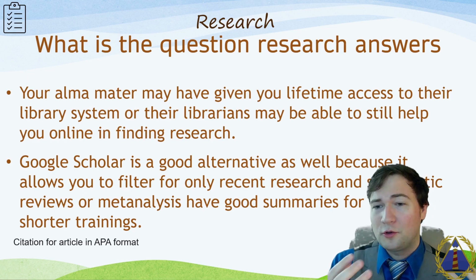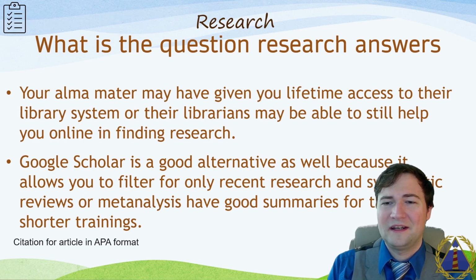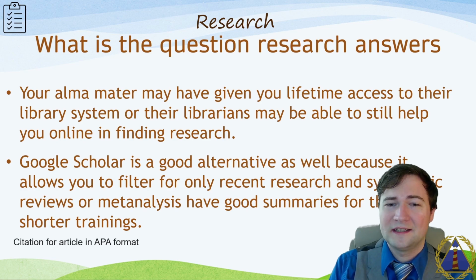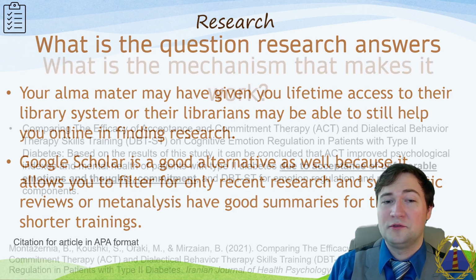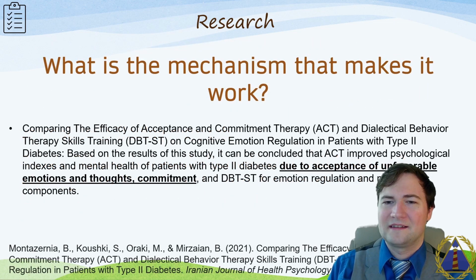Google Scholar is a good, quick alternative, even if it has good and bad research on there and doesn't really differentiate. It'll help you find anything and everything. The other aspect to that is that it makes it really easy to get citations using that as well.